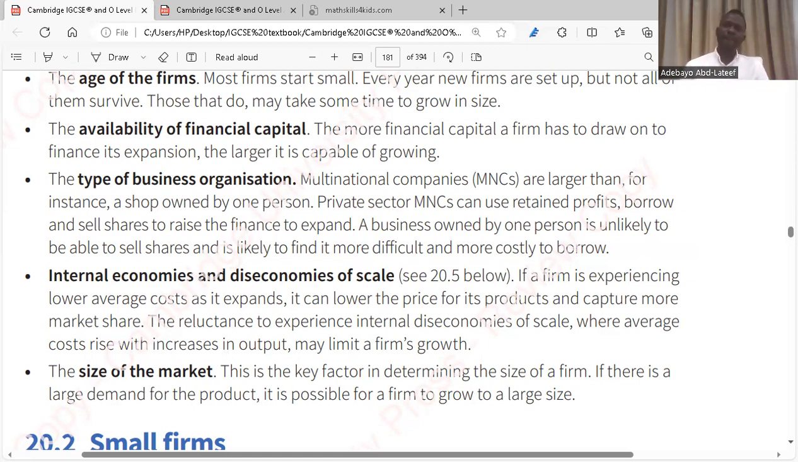But sometimes, no matter how big the industry is, since it's a sole trader, it's still a small business. No matter how big it is, if it's a sole trader, it's small.